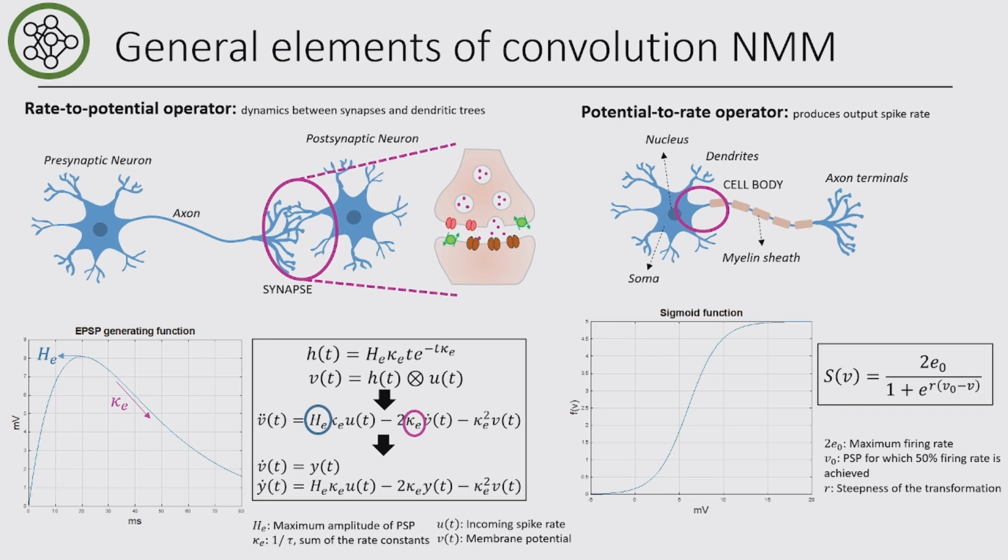The sigmoid is kind of everywhere in biology and beyond, but it's the second part of our convolutional neural mass model representation. And so what do we do with this? How does this kind of look in practice?